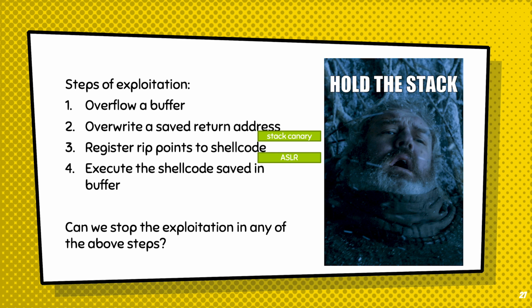Okay, so the above is about stack canary. So stack canary really stops the process between step 2 and step 3. So the buffer will still overwrite the saved return address. However, stack canary will take effect before register RIP points to the shellcode. And if stack canary is bypassed, then we can use our next approach called ASLR, which will stop RIP from pointing to the shellcode properly.